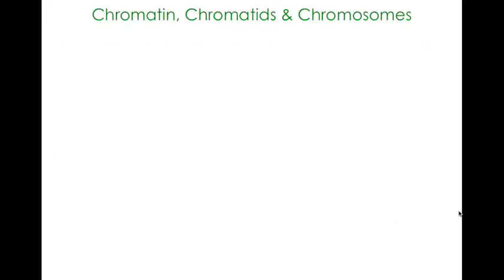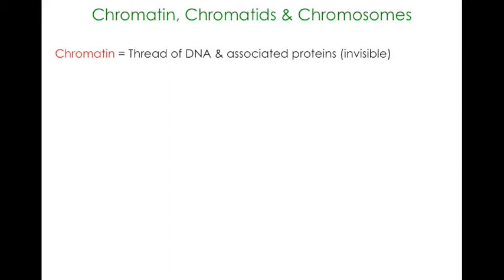Now, before we actually start talking about each of these stages, it's important to understand how chromosomes sort of work and how DNA sort of is stored in the nucleus of a cell. So the DNA strand is coiled together to form what we call a chromatin. It is a thread of DNA and all of the associated proteins in that.